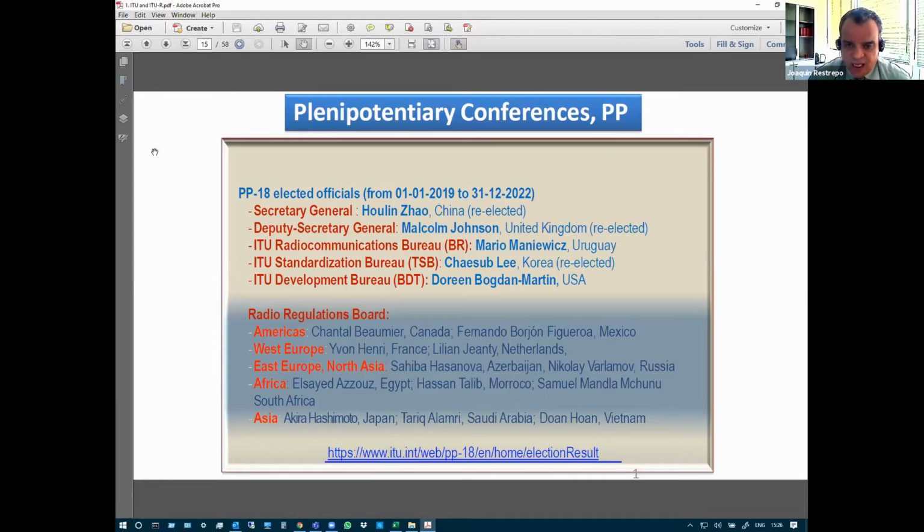One of the actions performed during the Plenipotentiary Conference is the election of all the elected officials, as well as the members of the Radio Regulations Board. The current elected officials were elected in the last PP18, and they will be in function from 1st January 2019 until 31 December 2022. Our Secretary General, Houlin Zhao from China, was re-elected. Deputy Secretary General, Mr. Malcolm Johnson from the United Kingdom, also re-elected.